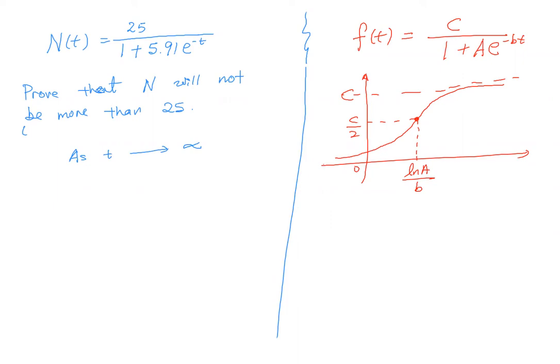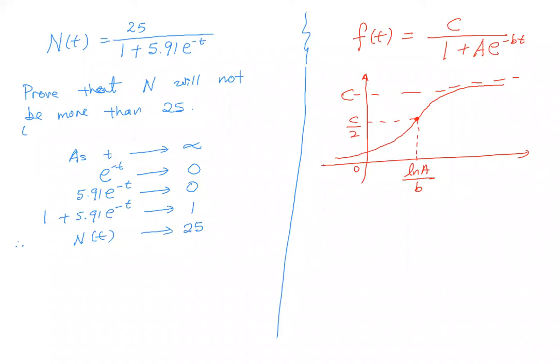E to the power of negative t approaches 0. Okay, you are right. Then 5.91 e to the power of negative t approaches 0. Then 1 plus 5.91 e to the power of negative t approaches 1. So therefore n(t) approaches 25. Okay, if this is 3 marks, I will only give you 2 marks.